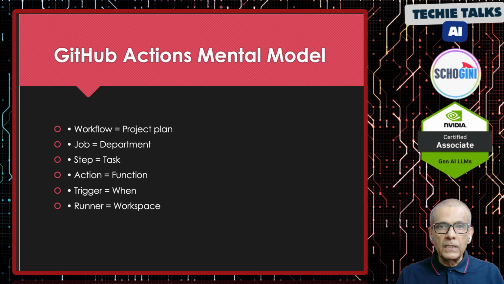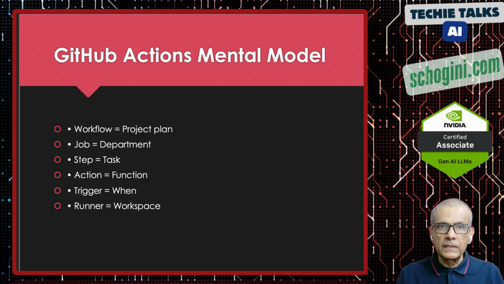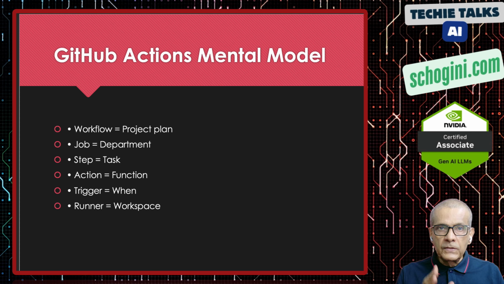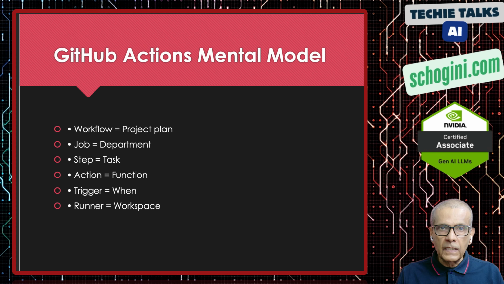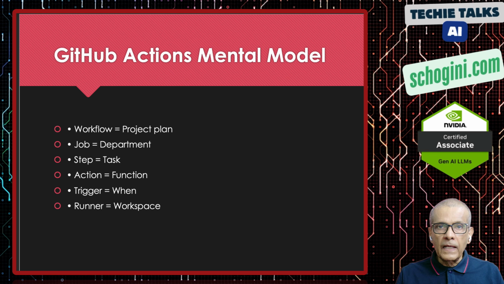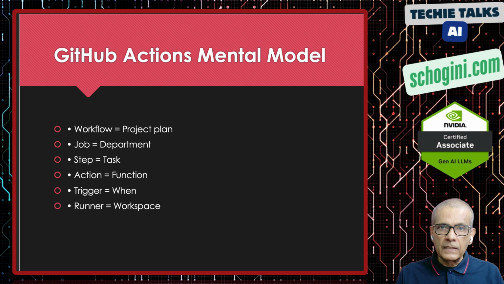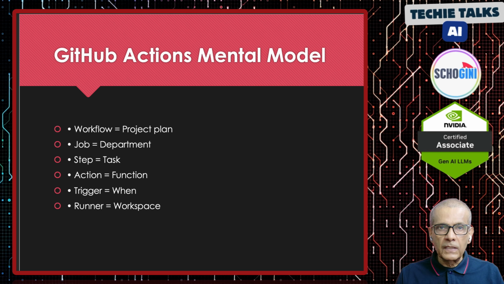So, the GitHub Actions mental model, let's visualize how it all fits together. A workflow is your overall plan. Each job is like a department executing tasks. Each step is a single instruction, and an action is a reusable function. A trigger decides when it runs, and a runner is the machine executing your automation. Once you think this way, writing YAML becomes natural.